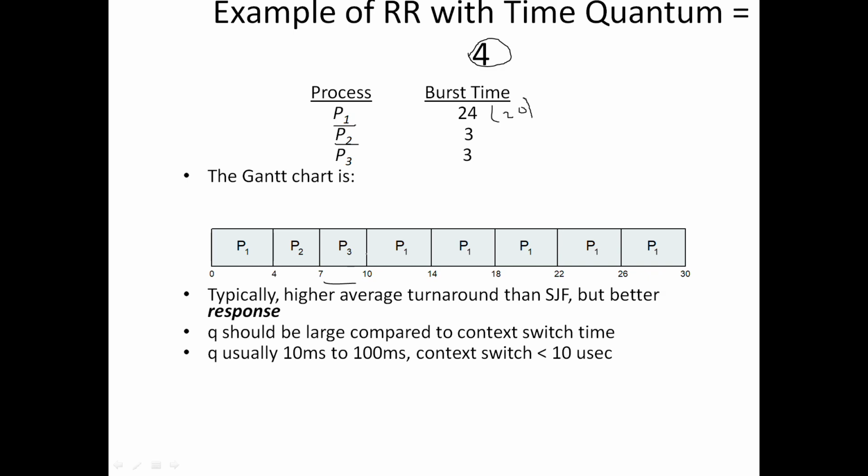In the second cycle it will again start from P1, P2, P3. Because P2 and P3 have already completed their execution, only P1 alone is executing from 11 to 30. Because only 4 milliseconds were executed, the remaining 20 are executed again, and because we don't have any other process, P1 alone is completing in 5 cycles. So this is about the round robin scheduling algorithm. Thank you.